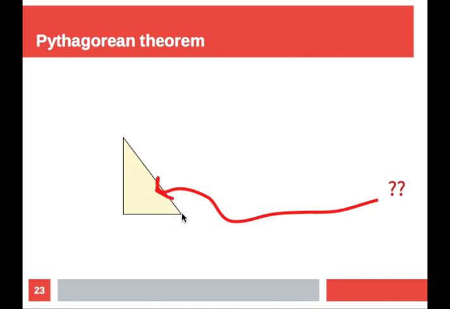And you have to remember that a right triangle, one of its characteristics is that one of its angles is going to be 90 degrees. So this is going to be the 90-degree angle, and always the longest side is going to be in front of this 90-degree angle. Then what's next?